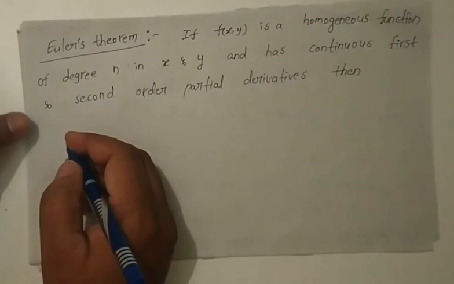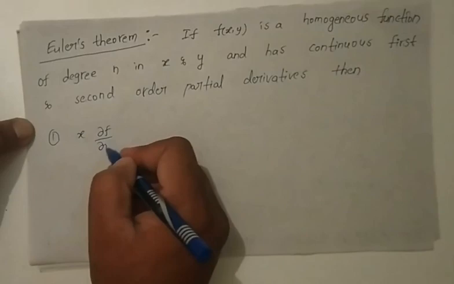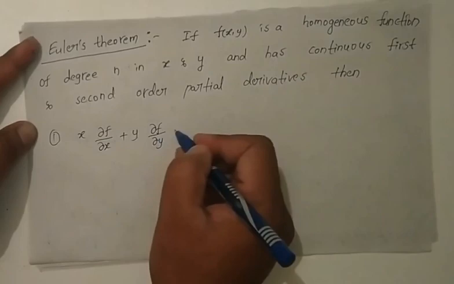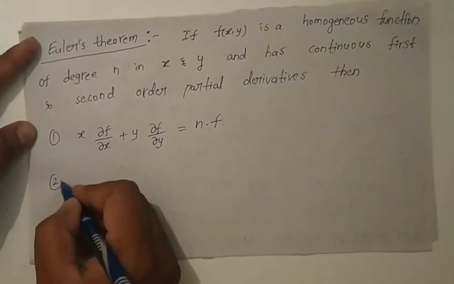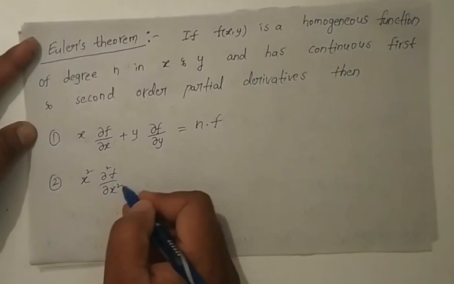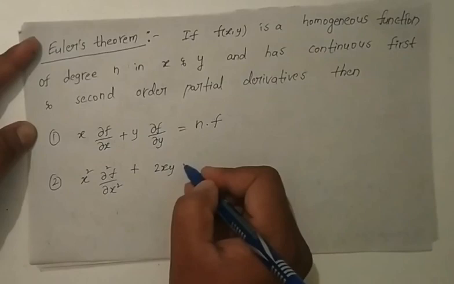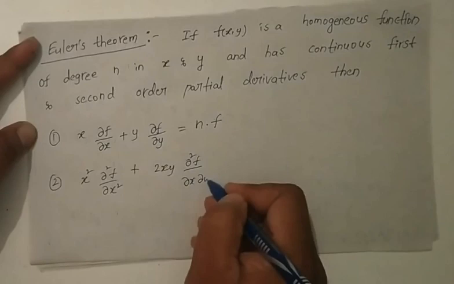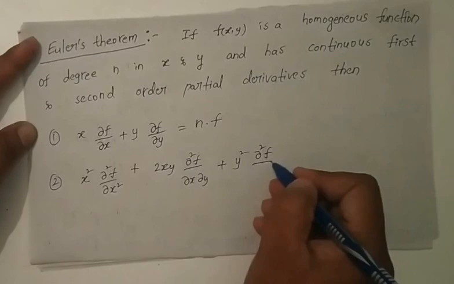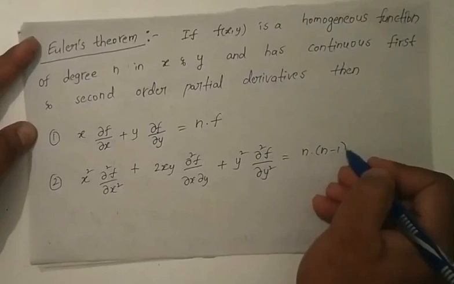Then the first one: x ∂f/∂x plus y ∂f/∂y is equal to n into f. Second one: x² ∂²f/∂x² plus 2xy ∂²f/∂x∂y plus y² ∂²f/∂y² is equal to n into (n minus 1) into f. Okay. Theorem without proof.